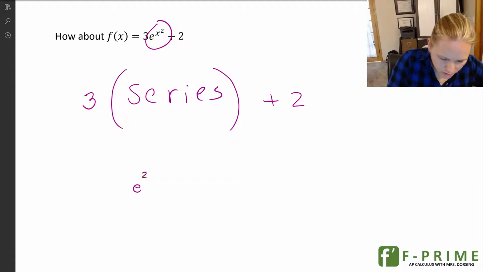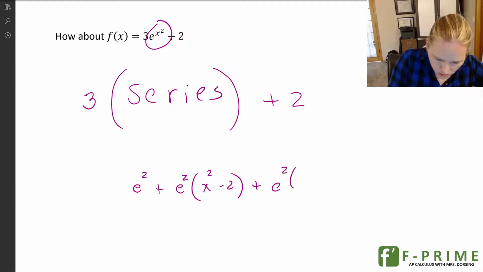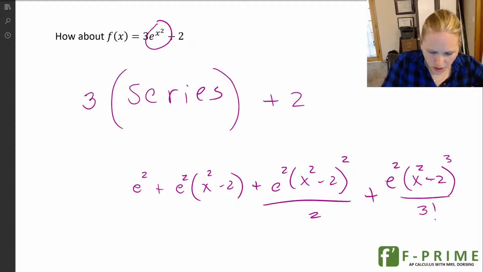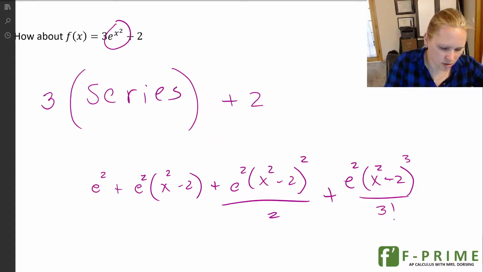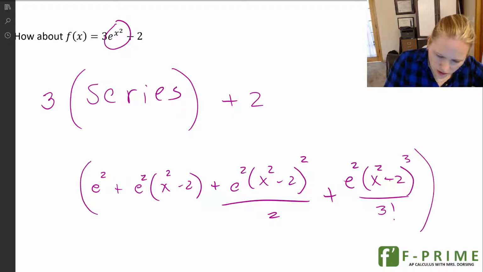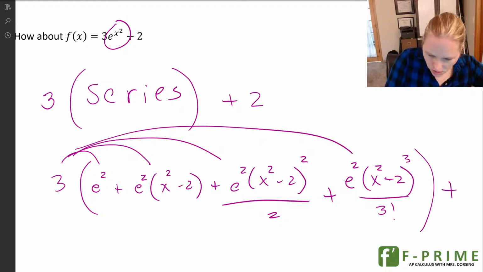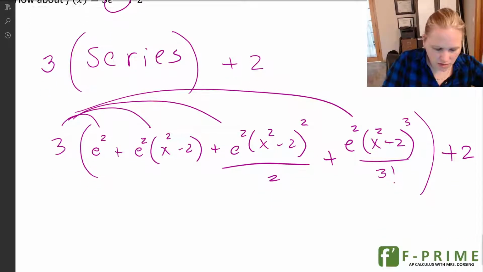So if I wanted to write a rule for this, I would take that function, it would go e squared plus e squared times x squared minus 2 plus e squared times x squared minus 2 squared over 2 plus e squared times x squared minus 2 cubed over 3 factorial. I would take that pattern, let's say we're just doing the third degree polynomial. I would quite literally take this, distribute 3 to each term, and tack a 2 on the end. And it's as easy as that.